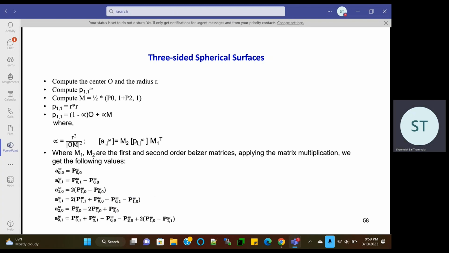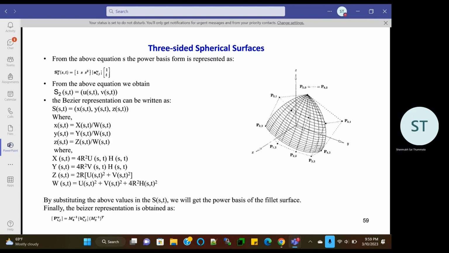And we do here a matrix multiplication, A(i,z,omega) equal to M2 into P(i,z,omega) into M1(t), where M1 and M2 are the first and second order Bezier matrices. Applying the matrix multiplication, we get the following values as shown. From the above equation, S, the power basis form, is represented as shown. And from the above equation, we obtain the final equation S2(s,t) equal to (u(s,t), v(s,t)).